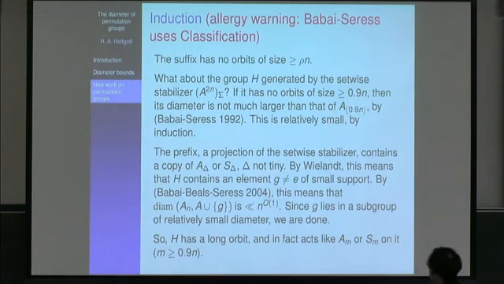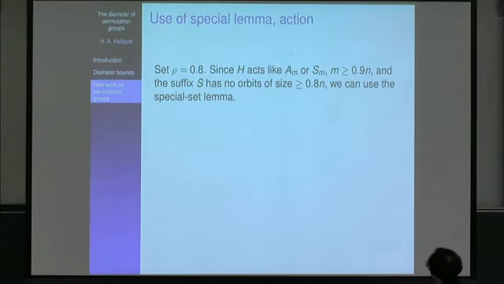So, in fact, you can assume that the group generated by the setwise stabilizer has a long orbit. And in fact, it acts like Alt(m) or Sym(m) on it. So you have something without long orbits living in something with long orbits. In fact, something that contains A_m or S_m. But that means that we are again in the case where we can use a special set lemma.